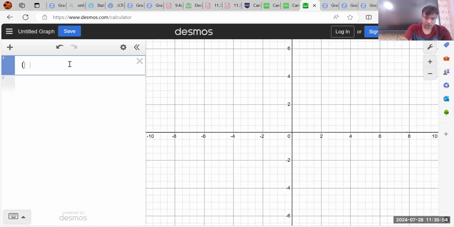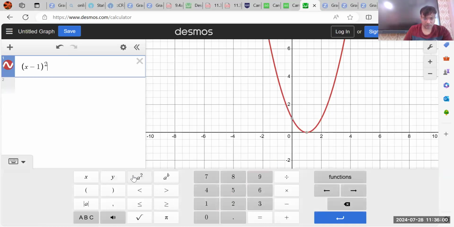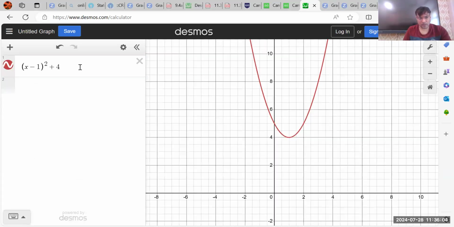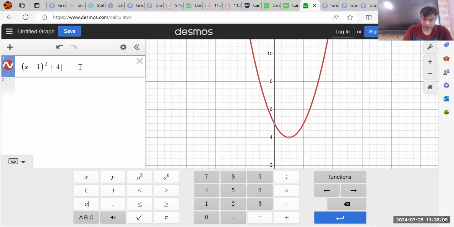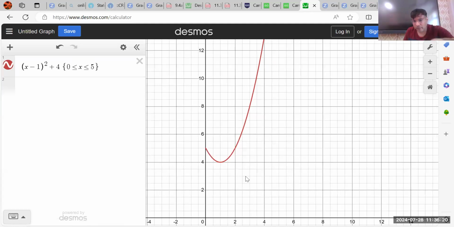x minus 1 whole square plus... now if I have to restrict the domain, I will use this, and 0 is less than equal to x less than equal to 5. So this is how we restrict domain in Desmos. So this will be your graph.